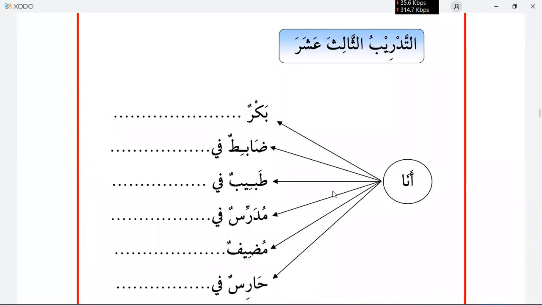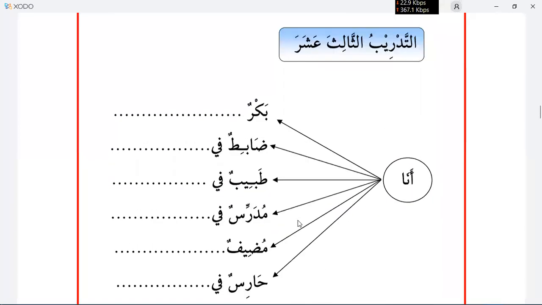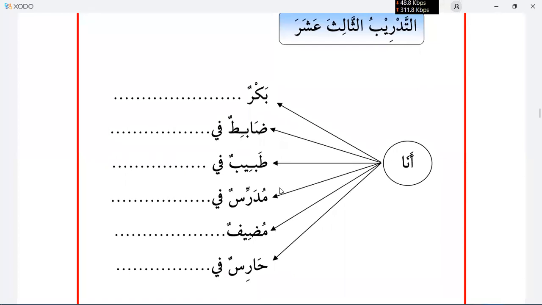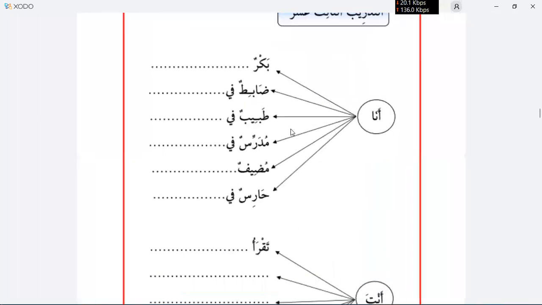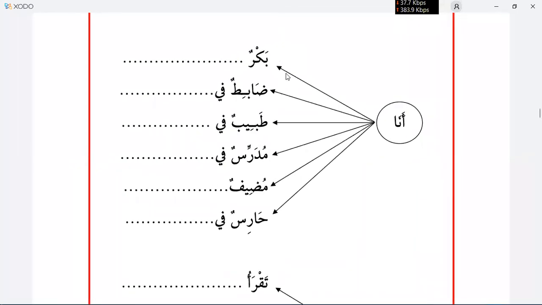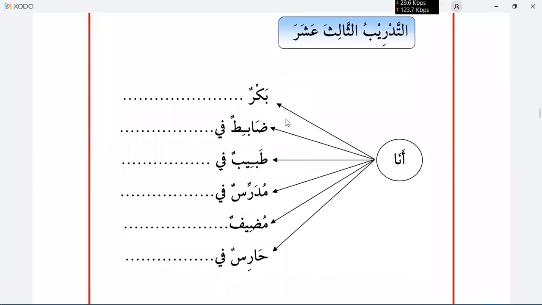Exercise thirteen. What we need to do: complete the sentence. First sentence is already completed. Ana Bakr, I am Bakr. But in the next one, you need to add a few things. Ana dabit fi matar, film. Yes. So the next student is Miss Sara.